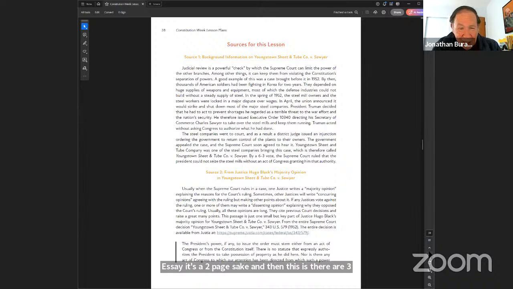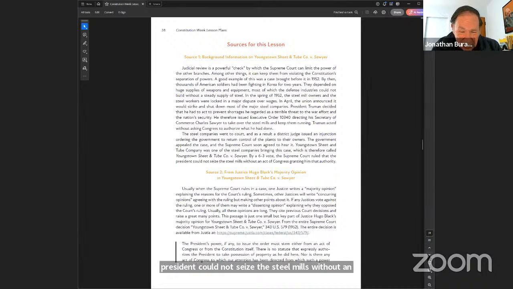One of these is actually just a secondary source summary of the case at issue in this lesson, Youngstown Sheet and Tube Company versus Sawyer, in which President Truman wanted to seize control of the steel industry, which was about to go on strike in the middle of the Korean War. His feeling was that it would jeopardize the war effort so seriously that he had to take over the steel mills to keep them running. And the steel companies went to court. The case wound up before the Supreme Court, and the outcome was a 6-3 vote ruling that the president could not seize the steel mills without an act of Congress granting him that authority.